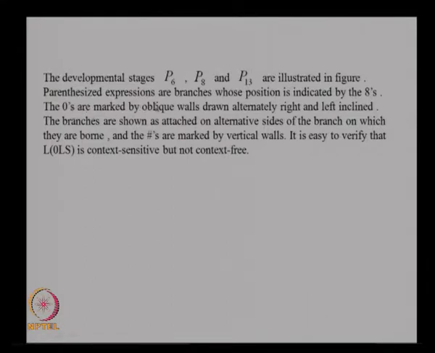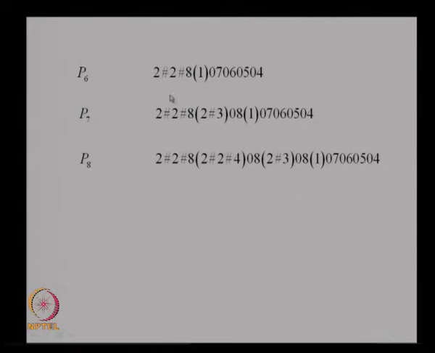The parenthesis expressions are branches whose position is indicated by the 8. When you have an 8, a branch will start from that position, and the branches are shown as attached on alternative sides of the main branch, and hashes are marked by vertical walls. Then zeros are marked with the slanting position, alternatively marked this way and that way. So, look at the string for P6, this is P6, then the string for P7, at the 7th instance you get this string, at the 8th instance you get this string.